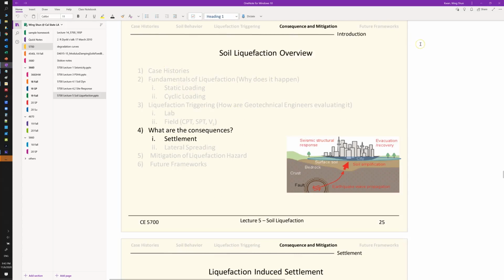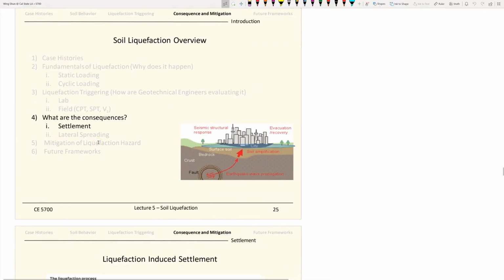Okay, so we finished talking about liquefaction triggering. The next evaluation sequence is looking at the consequences of soil liquefaction, provided that liquefaction has been triggered. Based on your evaluations, you have determined that your soil layer, the saturated sand layer that you're working on, would liquefy when an earthquake happens. So the next evaluation procedure is to try to estimate the consequences of the hazard.